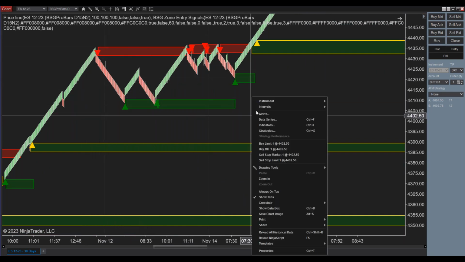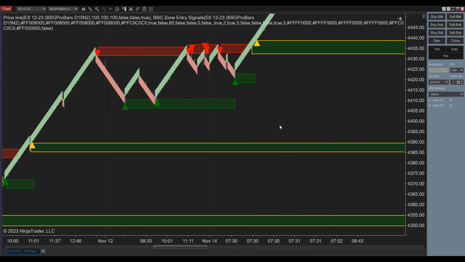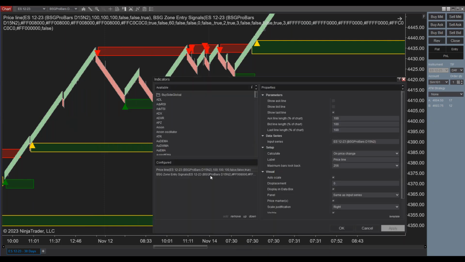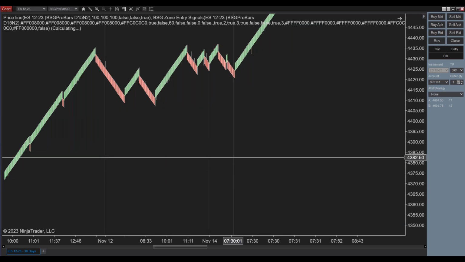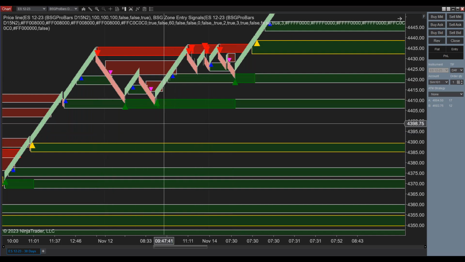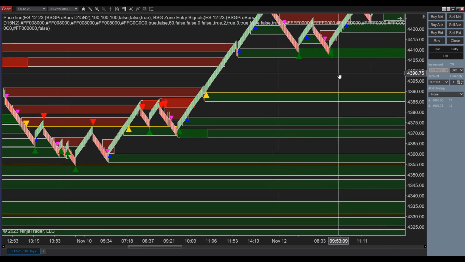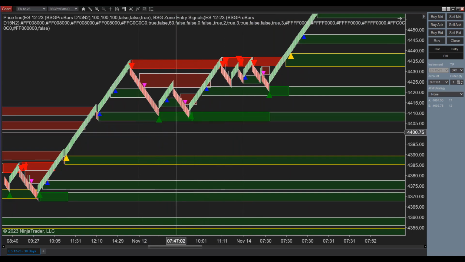To show you the power of this indicator, I want to show you with all zones so that you know how powerful this is. Okay, look at this. You can see that it's too noisy. You see lots of zones.